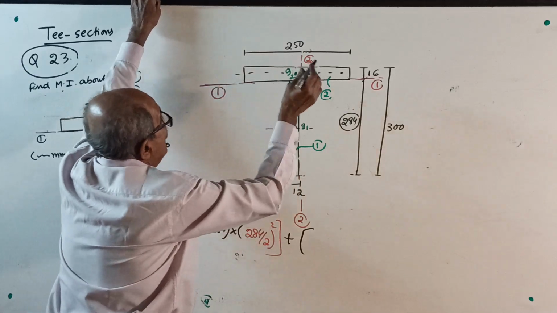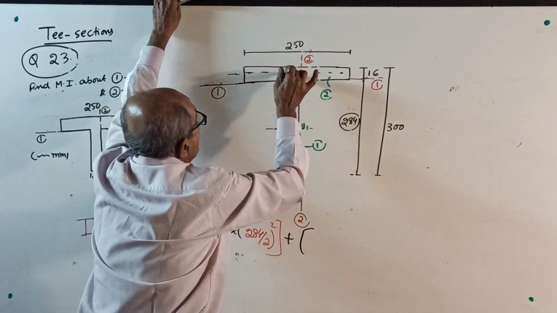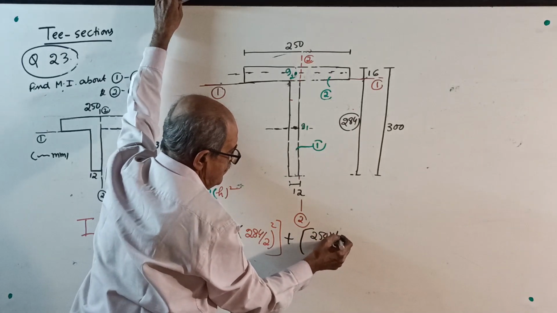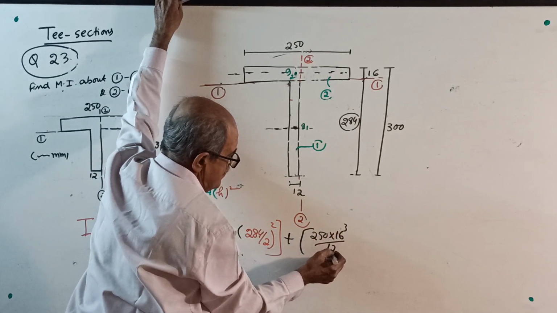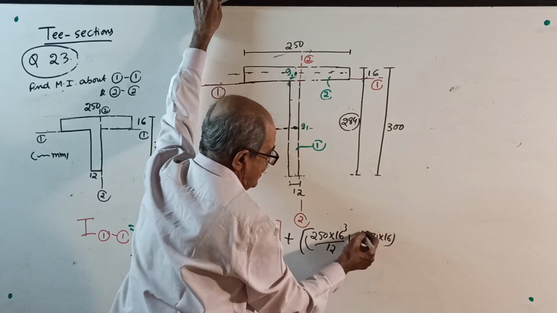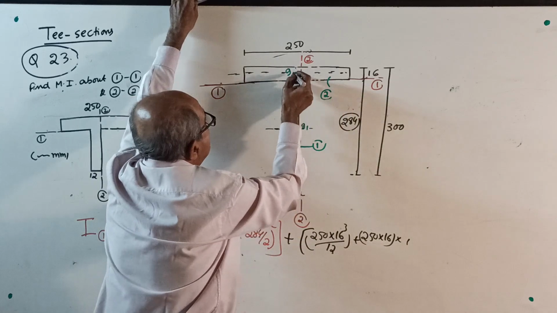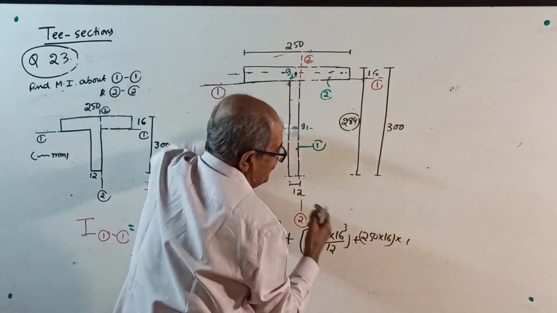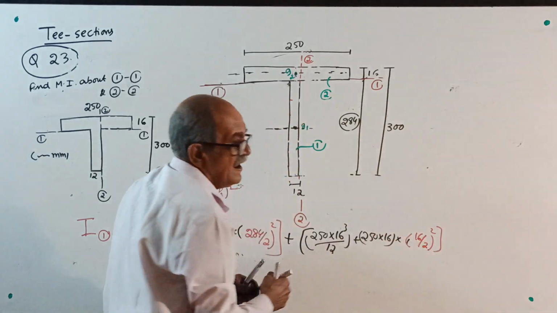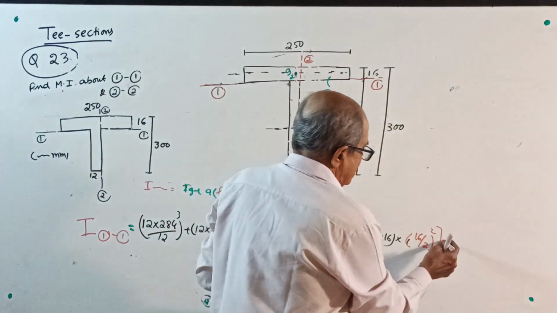Figure number 2. They want I about 1-1. First about its own centroidal axis, parallel to 1-1: 250 into 16 cube by 12, Ig, plus area. 250 into 16 is the area, into the distance from centroid G2 to 1-1, this distance squared. Oh, 16 by 2, very easy, 16 by 2 whole square, over. Calculate and write whatever answer you got. I am not writing the answer, you write the answer.